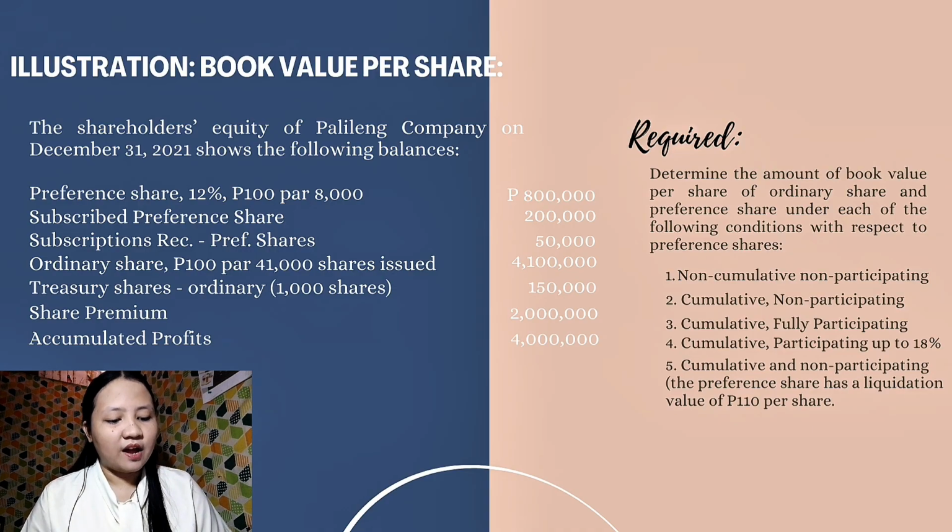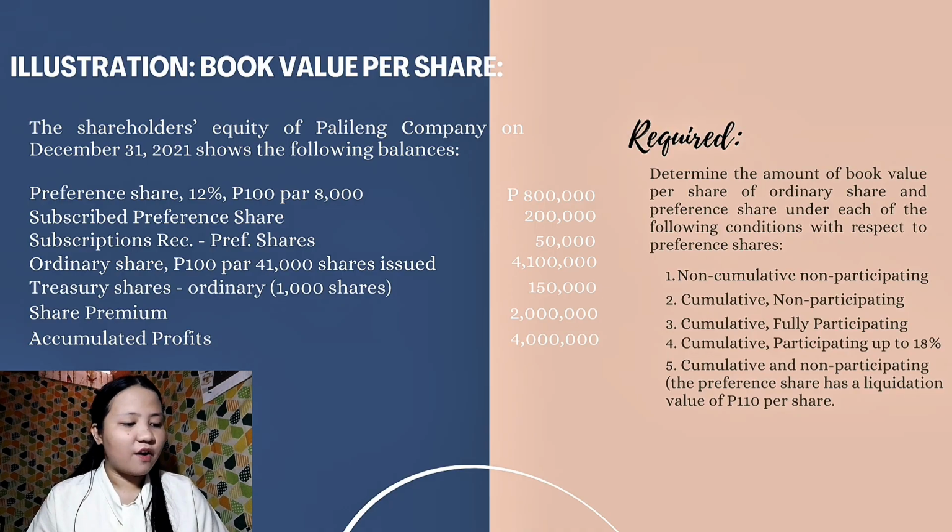Next given, we have the subscribed preference share amounting to 200,000. Next is the subscriptions receivable for preference share. We have 50,000. Then we have also the ordinary share where the company issued 41,000 shares at 100 pesos par value. So it is equal to 4,100,000 pesos. Then we have the treasury shares on ordinary. We have 150,000. And share premium of 2 million. And last given, we have accumulated profits of 4 million.